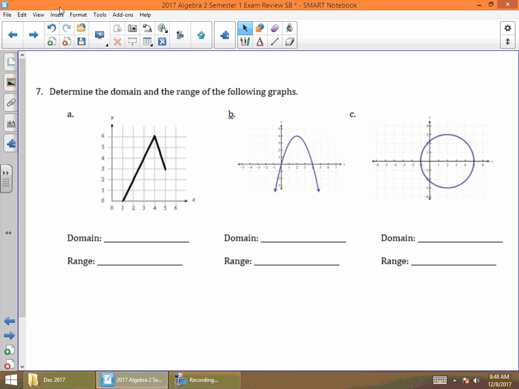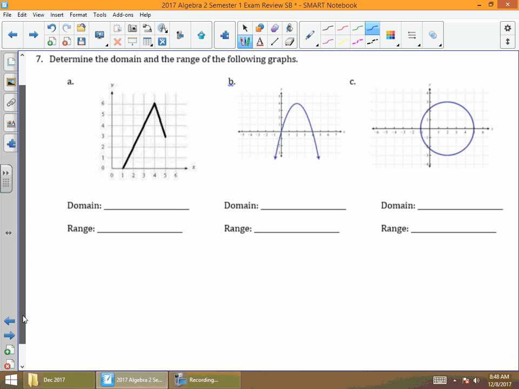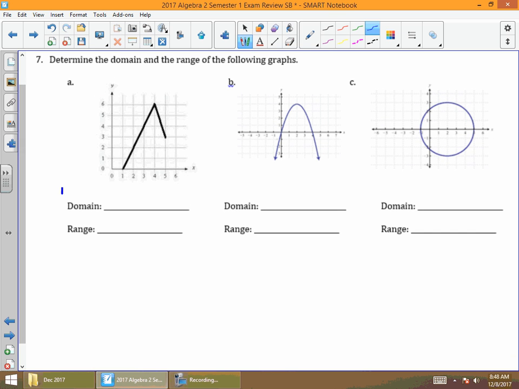This is number 7 from Unit 2 on the midterm review. So we're going to take a look at domain and range based on a graph. So remember, domain, you're going to look on your graph from left to right.